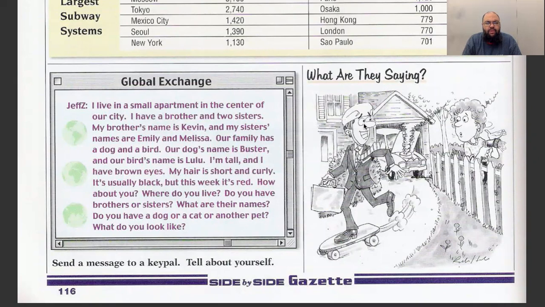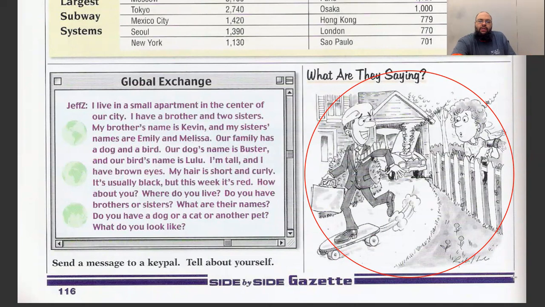How about you? Where do you live? Do you have brothers or sisters? What are their names? Do you have a dog or a cat or another pet? What do you look like? So please answer those questions in your notebook and then look at this picture here. And can you please write down, what are they saying? What do you think she's telling him? And what is he telling her?